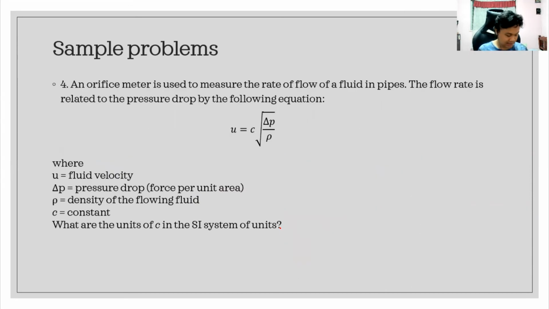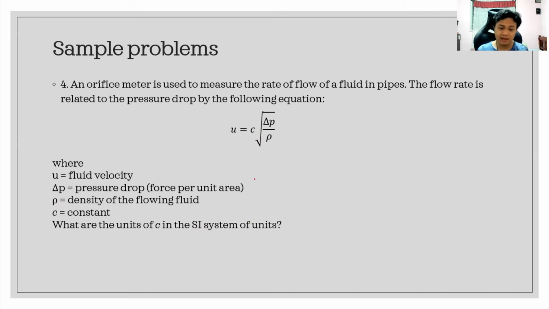So last, I think this is not the last problem. This is the second to the last problem. If an orifice meter is used to measure the rate of flow of a fluid in pipes, the flow rate is related to the pressure drop by the following equation. U is equal to C times the square root of 2 delta P over rho, where U is the fluid velocity, delta P is the pressure drop, rho is the density of the fluid, and C is a constant. What is asked of us is what are the units of C in the SI system of units.